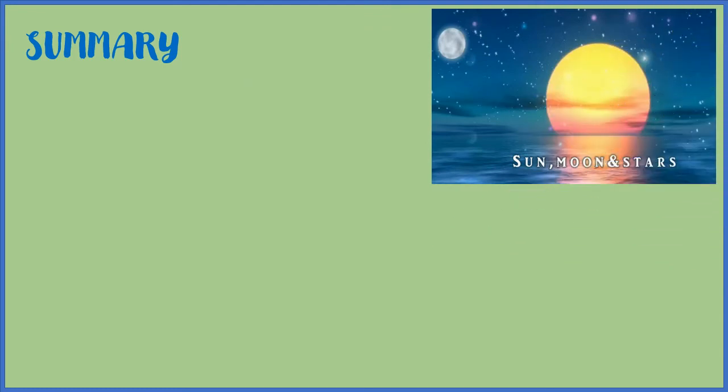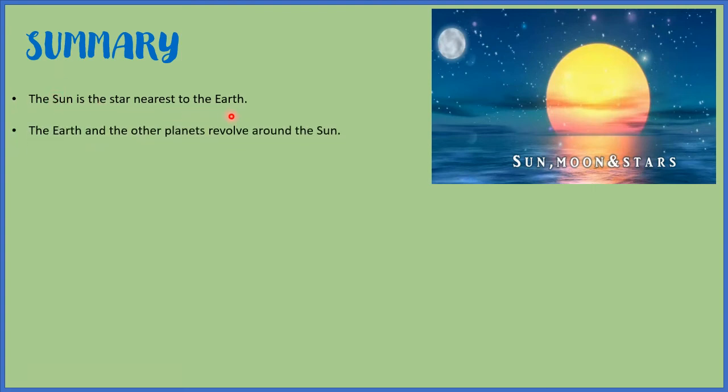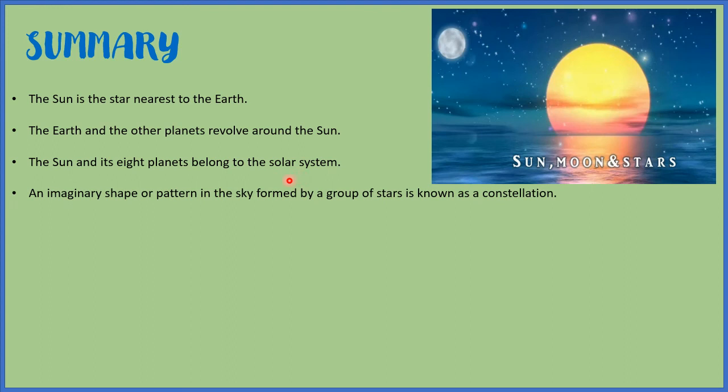Now let's summarize what we have learnt in this chapter. The sun is the star nearest to the earth. The earth and the other planets revolve around the sun. The sun and its 8 planets belong to the solar system. An imaginary shape or pattern in the sky formed by a group of stars is known as a constellation.